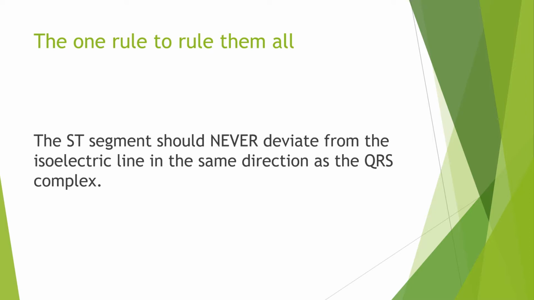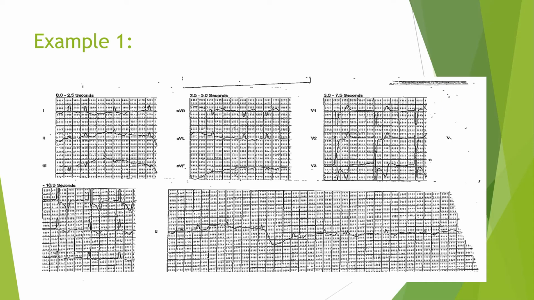So with the exception of that modified Sgarbossa C rule, which talked about excessive discordance, if you set that to the side for a second, you can't forget it, but if you set that to the side for a second, if you can just remember this one rule and apply it to all of your ECGs, it will save you and maybe save a life. That rule again is that the ST segment should never deviate from the isoelectric line in the same direction as the QRS complex. If the QRS complex is going upwards, you should not have ST elevation. If the QRS complex is going downwards, you should not have ST depression, regardless of what the T wave is doing. Okay, let's look at some examples.